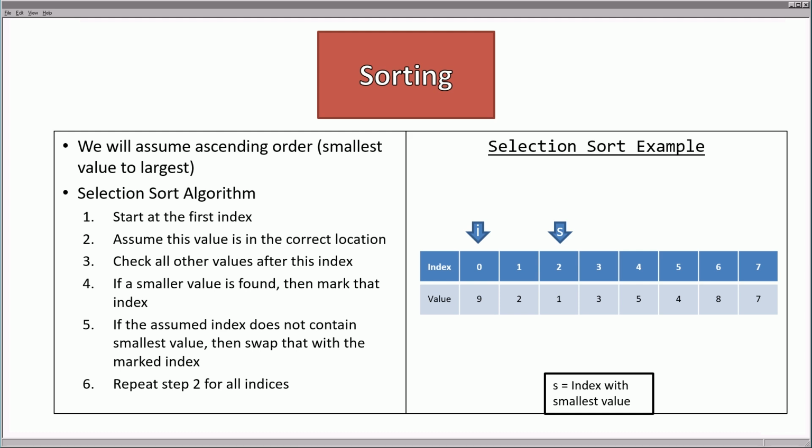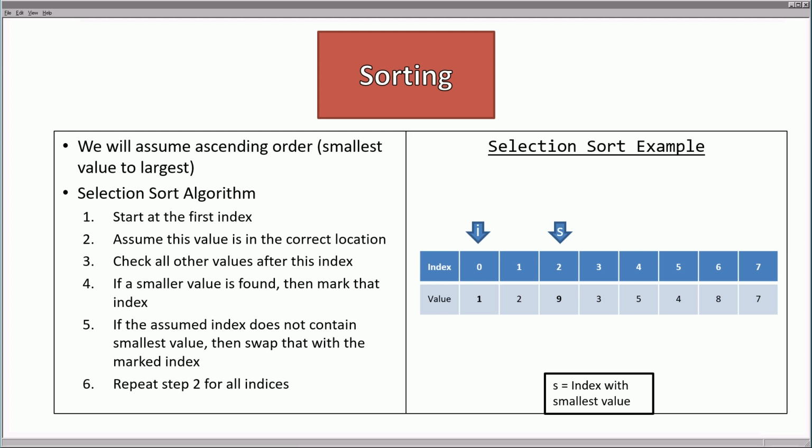The index I is keeping track of which value that we're looking for, and at index 0, we're looking for the first smallest value. We notice that the smallest value is not at that assumed index. So then what we have to do is swap those values, and now at index I, we have the first smallest value.